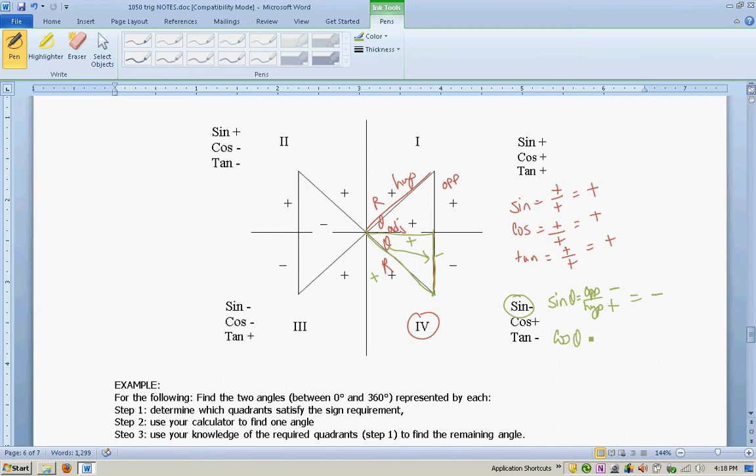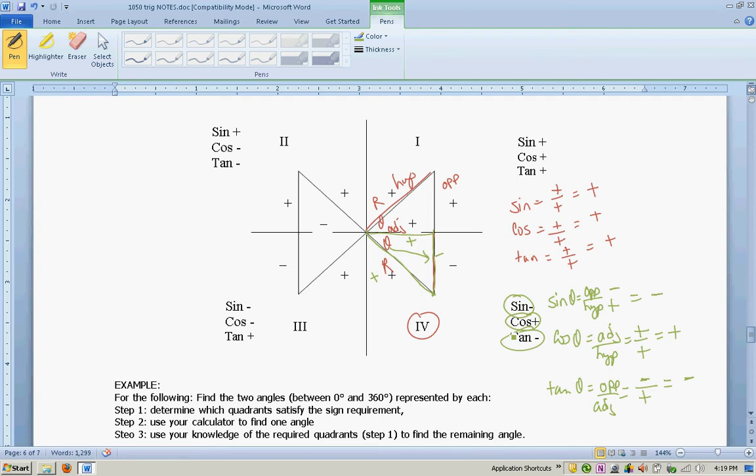The cosine of that angle is adjacent over hypotenuse. The adjacent side is a positive value. The hypotenuse is a positive value, and a positive divided by a positive is a positive. So cosine will be positive in this quadrant. And then the tangent is opposite over adjacent. So the side opposite my reference angle is negative, and the side adjacent is positive, and a negative divided by a positive gives me a negative, which is why tangent is negative in quadrant 4.